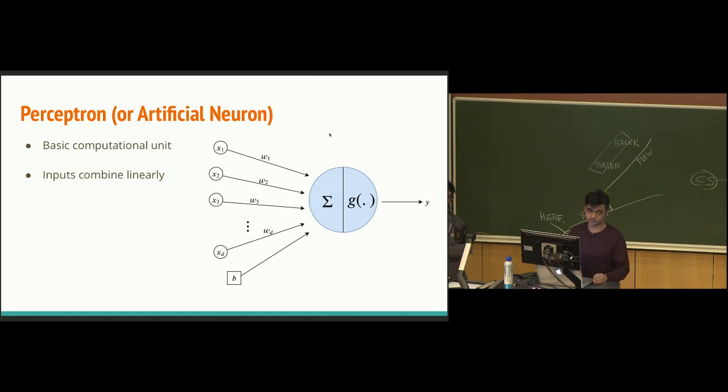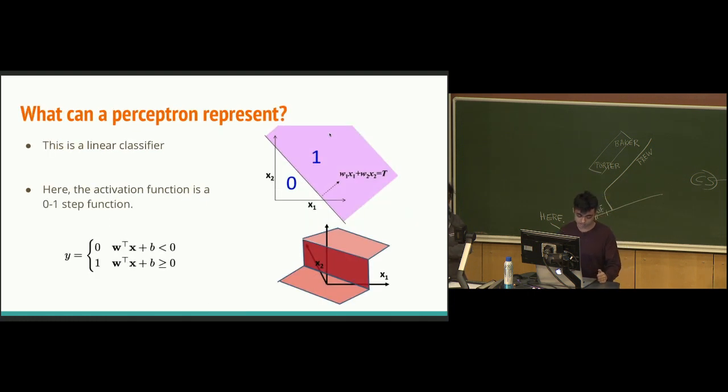Just to reiterate, it is the basic computational unit, and the inputs combine linearly in a perceptron. And this is the mathematical formula of what a perceptron actually computes. Like I said, it computes the weighted sum plus the bias, and then it applies the activation function, which is G, which we'll see later what G usually is in neural networks. So why is a perceptron actually interesting? What can we actually do with a perceptron?